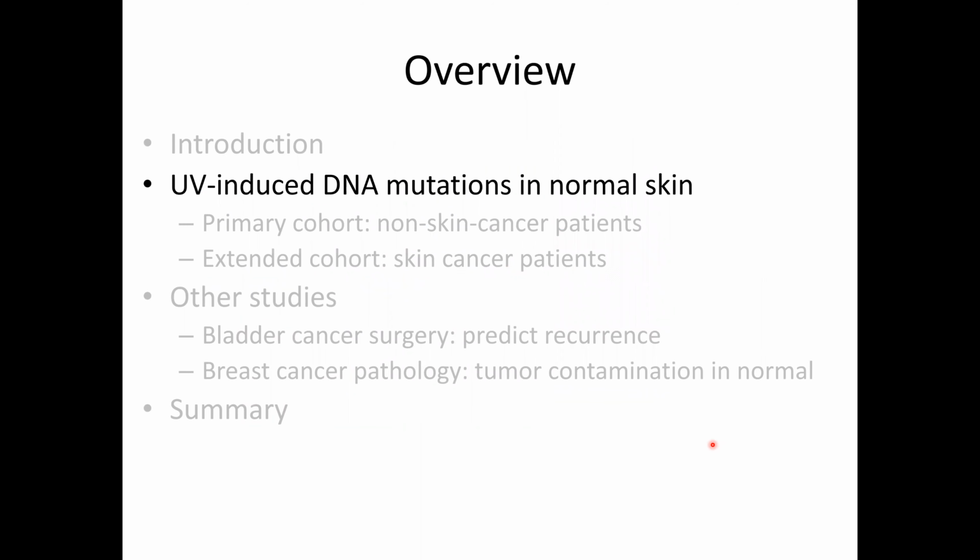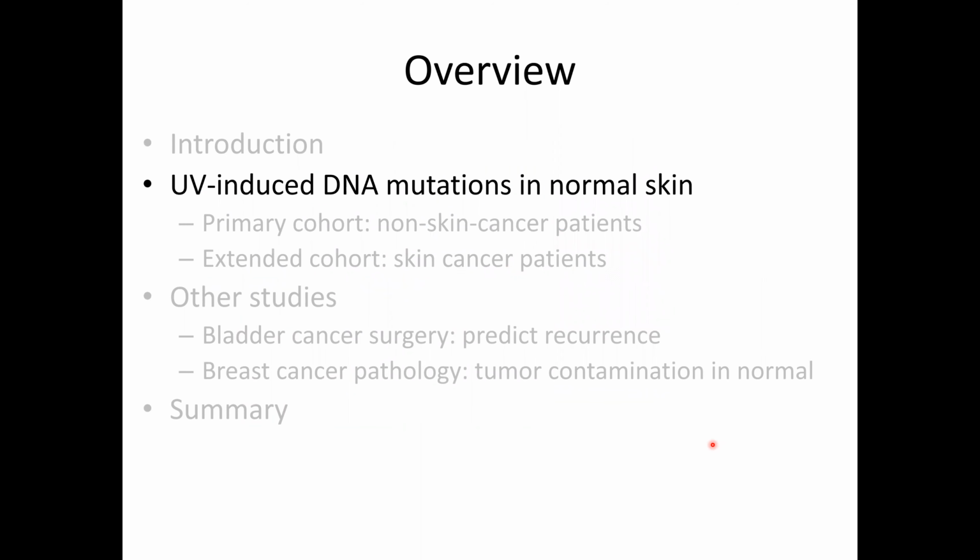We then analyzed another extended cohort from skin cancer patients. We have 8 patients with cutaneous squamous cell carcinomas, and 4 of them have at least 3 tumors, so high risk. And 4 patients had 1 single tumor, so low risk. And we collected 20 samples, including 16 normal skin and 4 tumors. And we did deep sequencing.